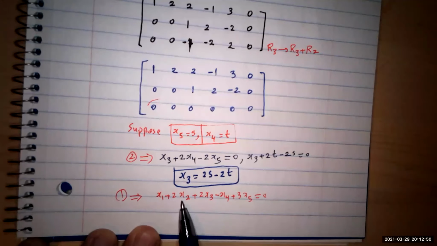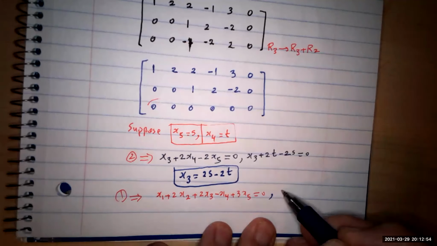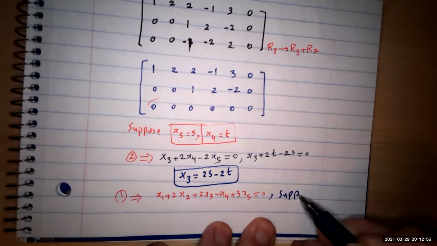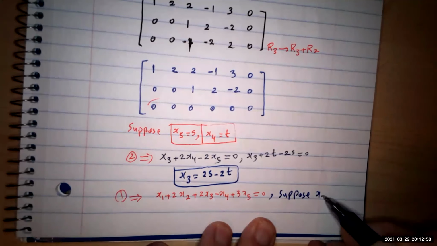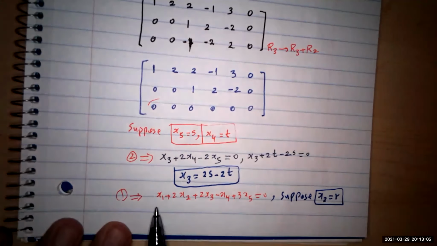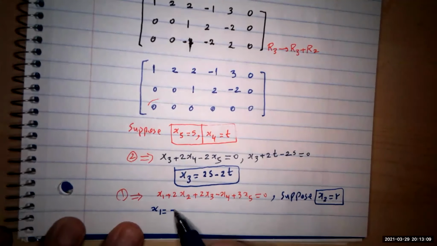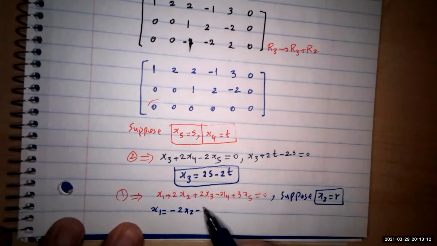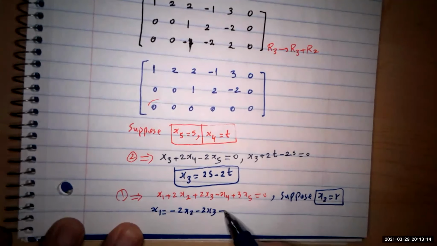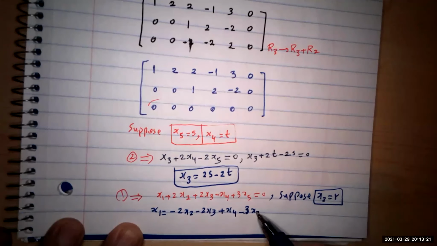So I'm going to pick x2 to be something else. You have to pick one of them to be free. So I pick x2 to be something like r. Now I can substitute to get my x1. So for x1, x1 is equal to negative 2x2, negative 2x3, plus x4 minus 3x5.